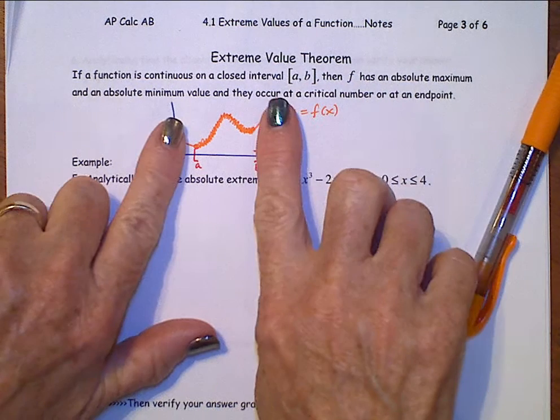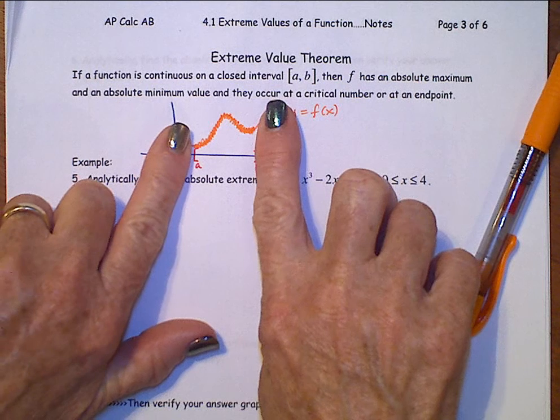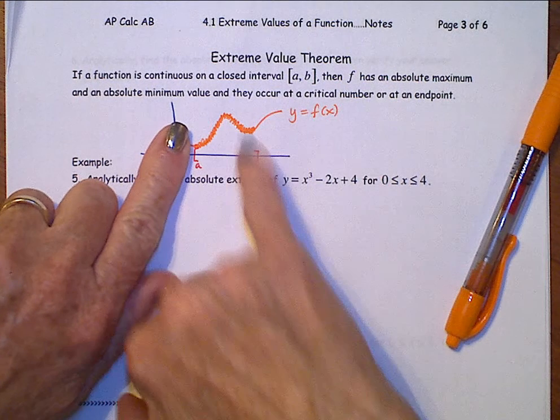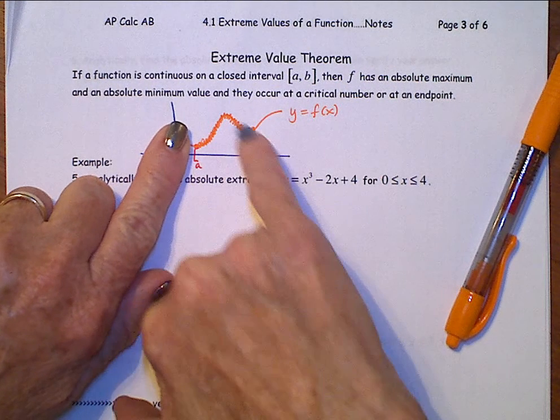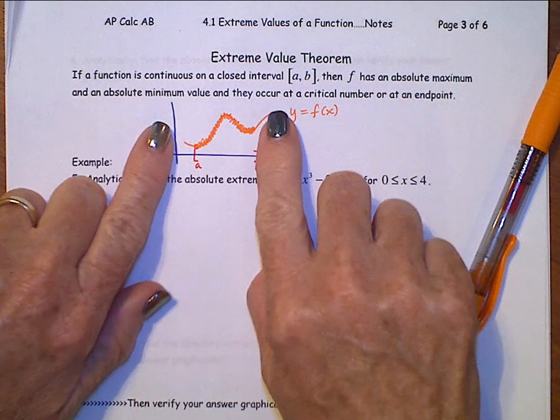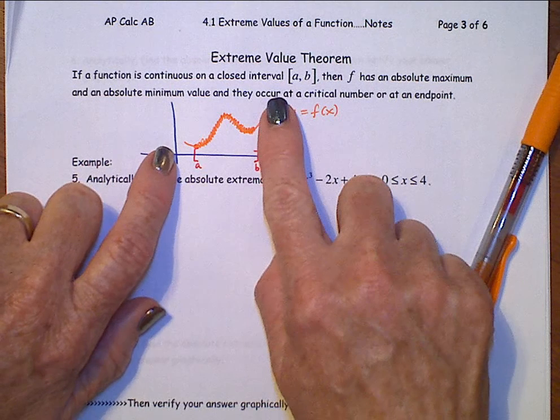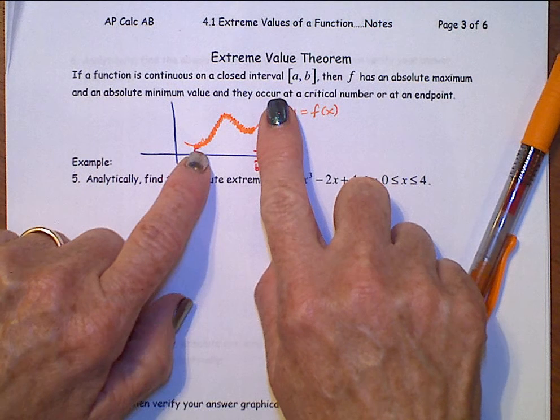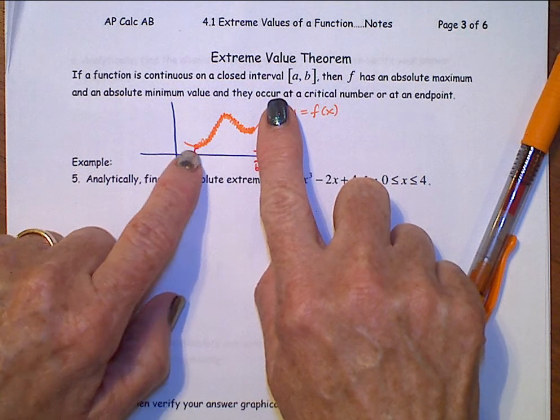is there an absolute maximum value? Sure there is. It's up here. It happens to occur at a critical number where we have a horizontal tangent. Is there an absolute minimum value? Sure there is, down here, and it happens to occur at an endpoint.